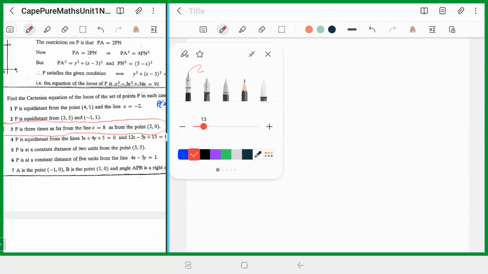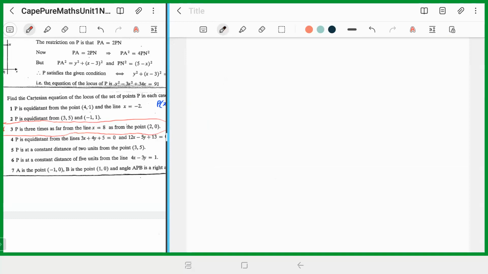All right, ready. So let's put an axis in black. Let's say this is my y-axis and this is my x-axis. Everything is in my positive quadrant. 2, 0 is in the positive quadrant. X equals 8 is also in the positive quadrant. So I'm putting that line x equals 8 first.